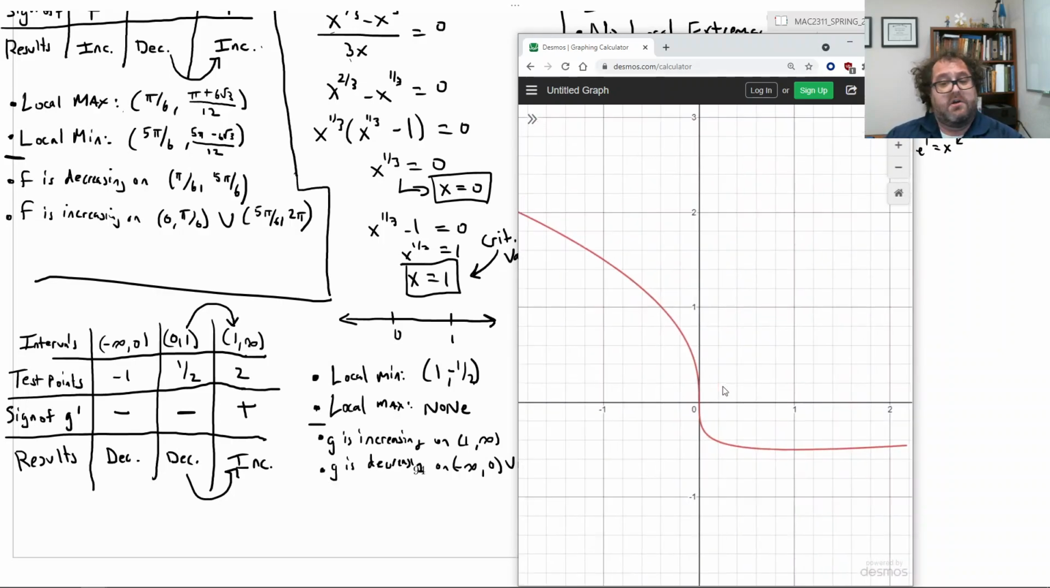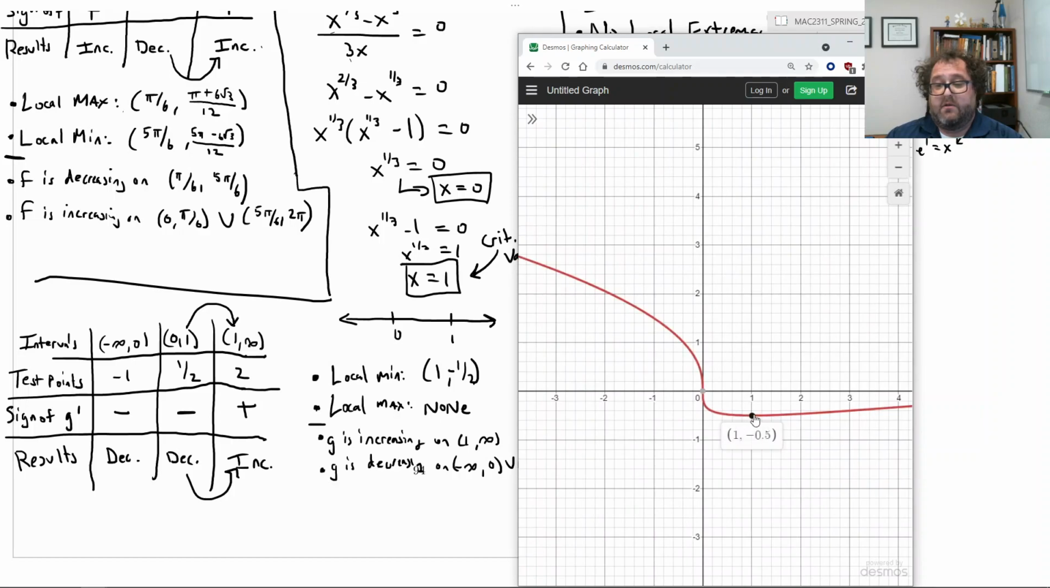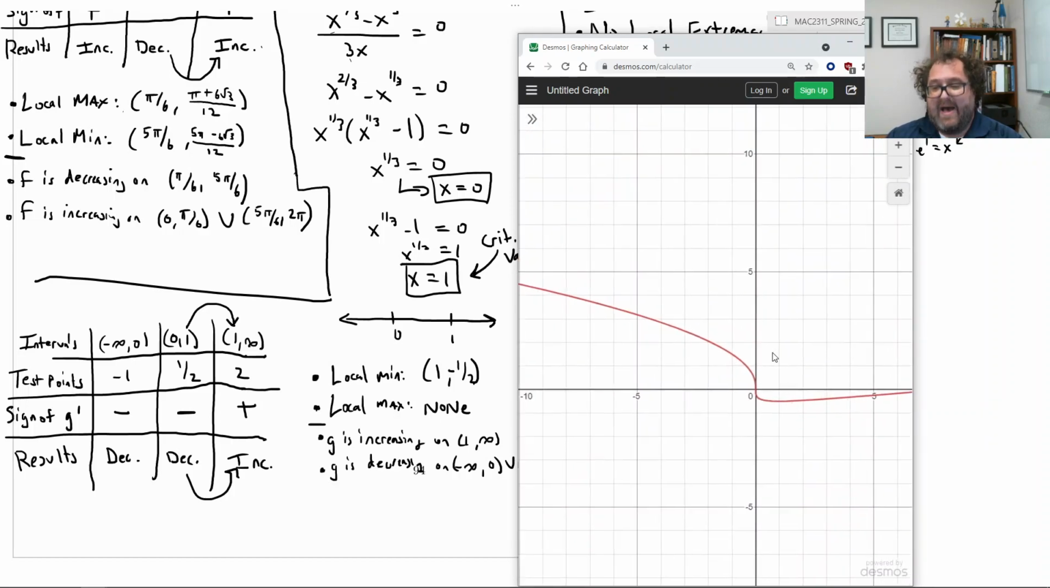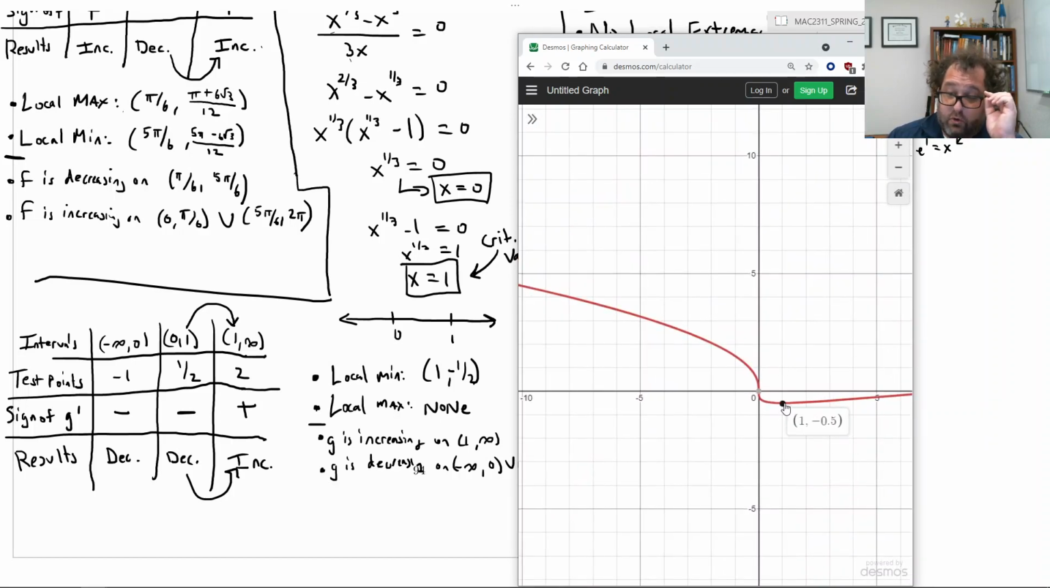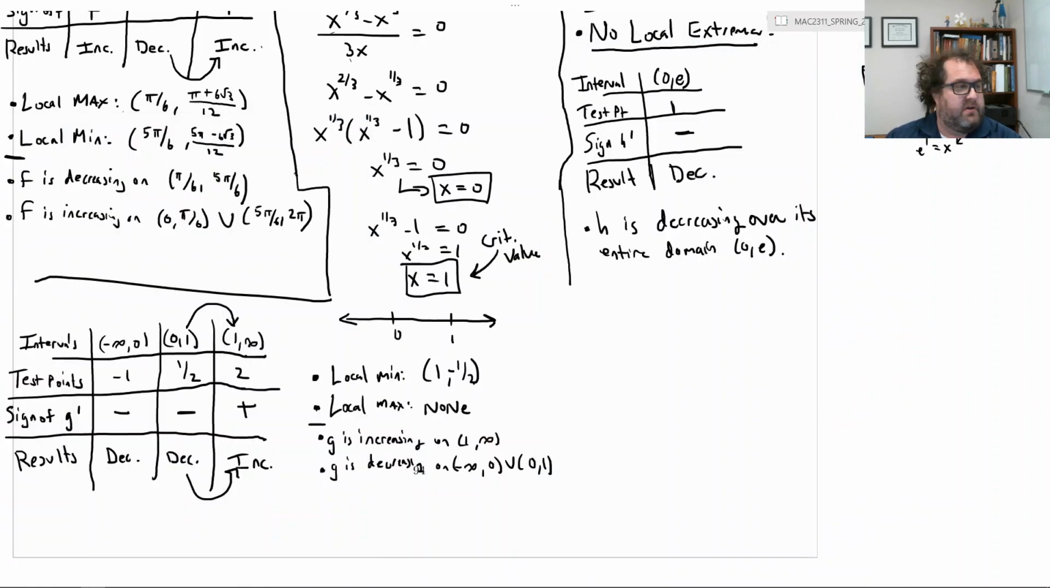So yeah, no relative extrema. No relative maximum. The only relative extrema is this local minimum, and there is no local max, which is exactly what we found. Okay, and then the last one was our trig function.